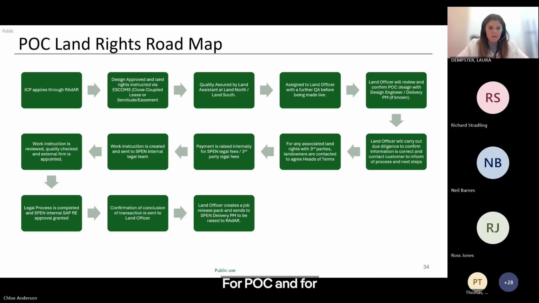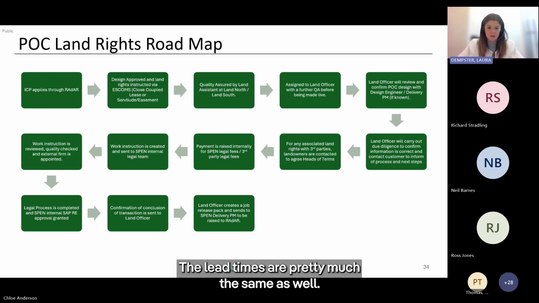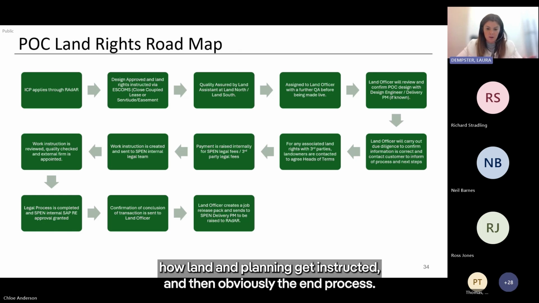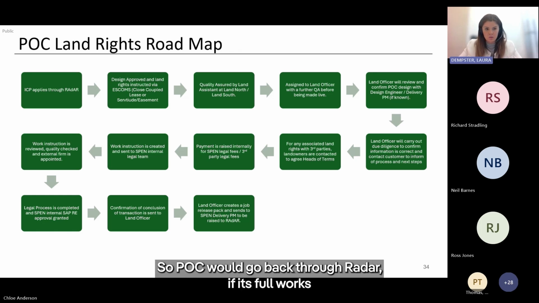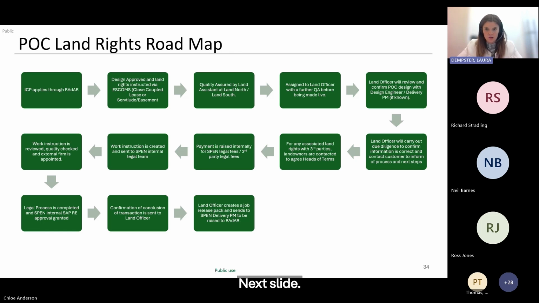For POC and for the full works, the process is generally the same. The land rights that are involved are generally the same. The lead times are pretty much the same as well. The only difference is how land and planning get instructed, and then obviously the end process. So POC would go back through radar. If it's full works, it would just go through to your delivery engineer. Next slide.